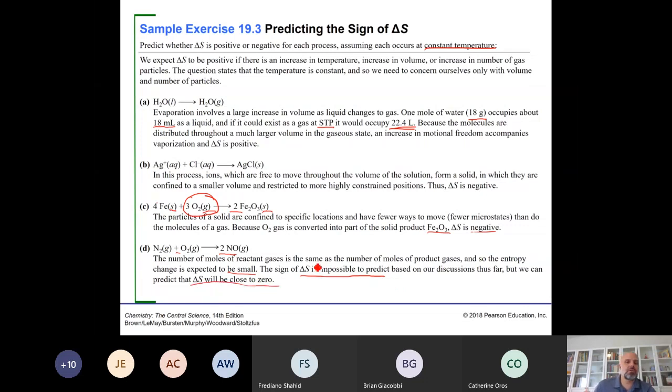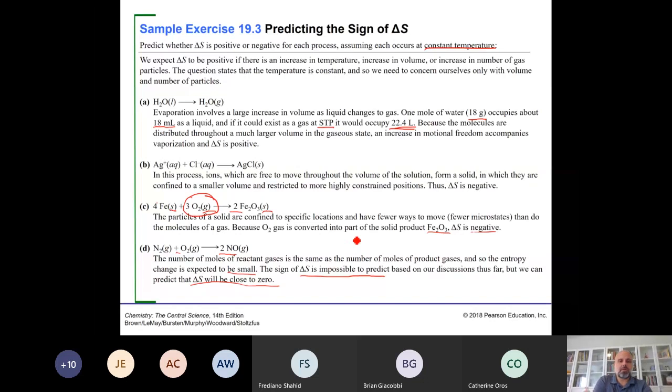So right now, if we were to simply look at this problem, based on what we know so far, we expect a very small change because our number of gas molecules stays the same. All right. We'll talk about other reasons why it's not exactly 0 as we move on through the class.